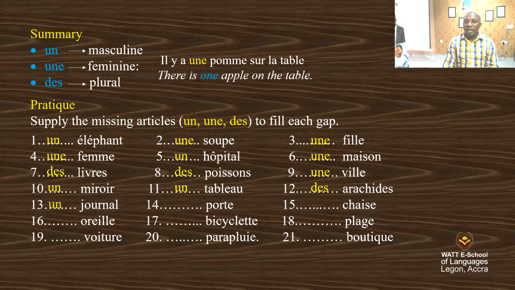13, un journal. 14, une porte. 15, une chaise. 16, une oreille. 17, une bicyclette. 18, une plage. 19, une voiture. 20, un parapluie. 21, une boutique. This is the end of the lesson on indefinite articles.